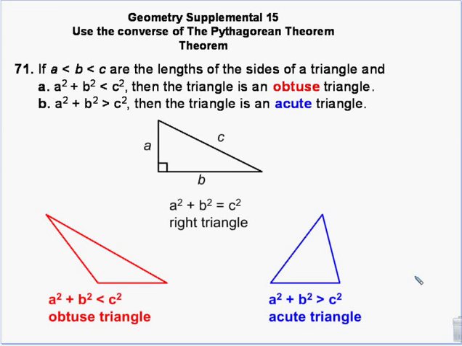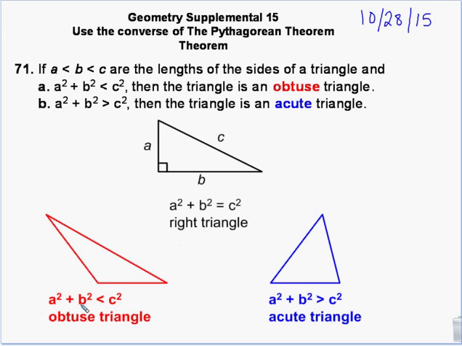The converse of the Pythagorean theorem, instead of saying that two sides are equal to the third side, is a way to tell by looking at the lengths of the sides if a triangle is right, obtuse, or acute. Okay, so if a squared plus b squared equals c squared, then you have a right triangle.